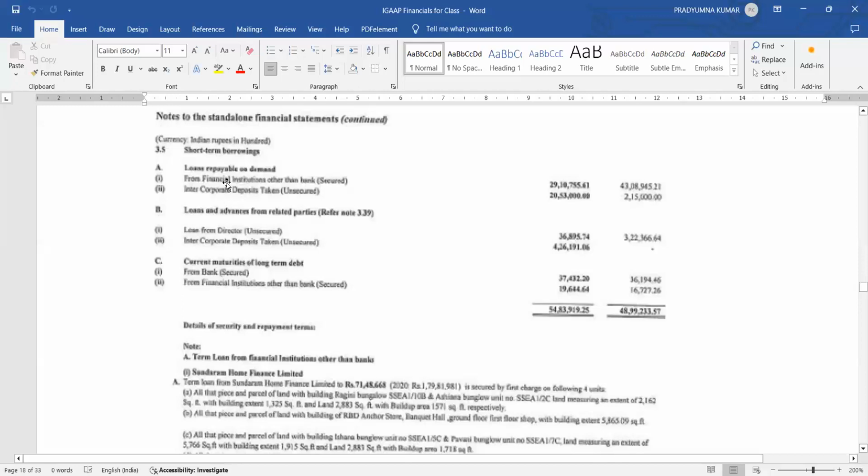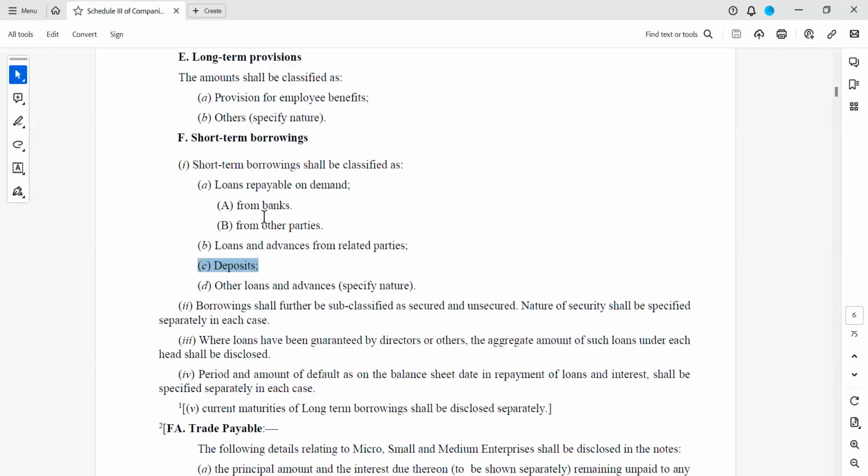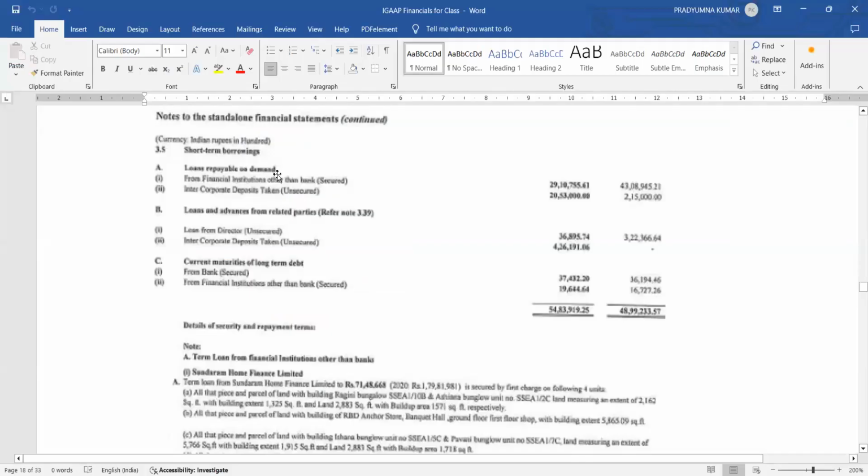Short-term borrowings, loans repayable on demand. You see, loans from financial institutions other than banks, secured. Intercorporate deposits taken, unsecured. Loans and advances from related parties. You see here, loans and advances from related parties. Loans repayable on demand.